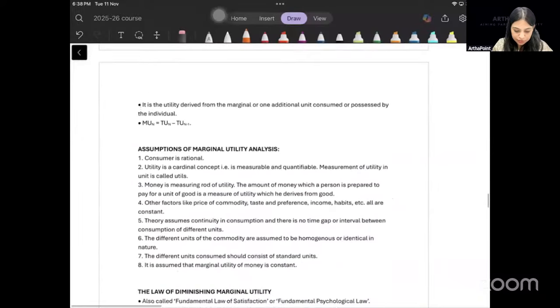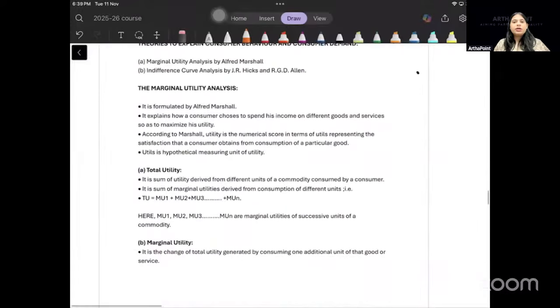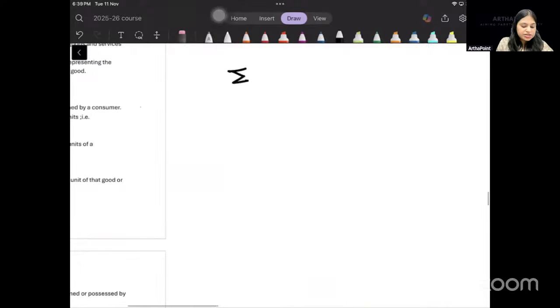So we'll go. ठीक है, अब देखो, let's see. तो सबसे पहले we need to see marginal utility analysis. इसमें you do the definition of total utility and marginal utility. Total utility is sum of marginal utility. Marginal utility is difference of total utility.